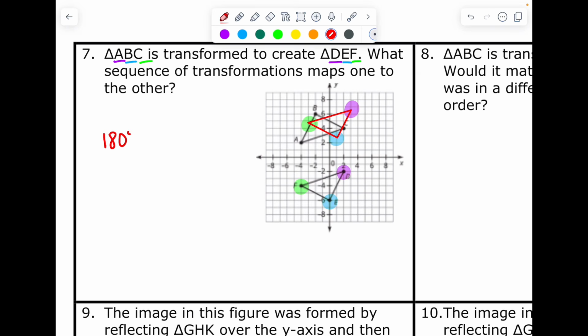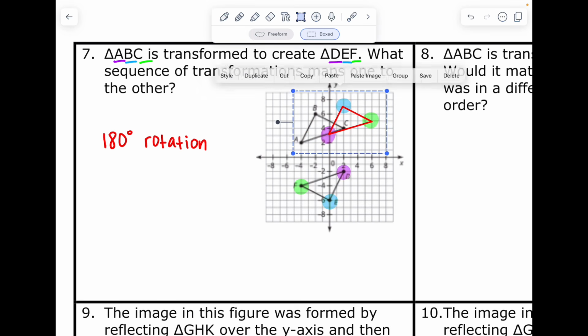So a 180-degree rotation, and that could be clockwise or counterclockwise. You're still going to end up in the same place. So let me go back so y'all can see that. Oh, never mind. Okay, so let's go back.